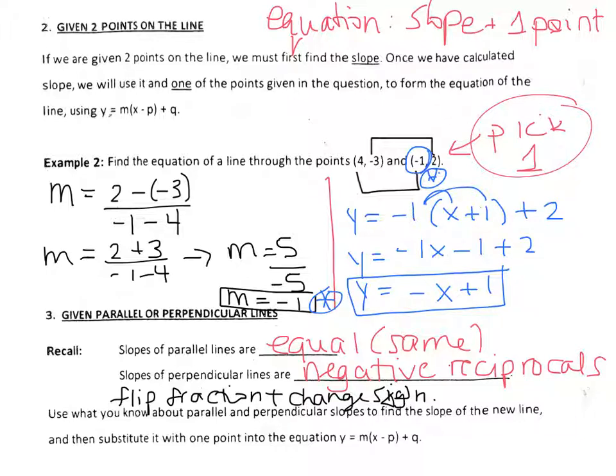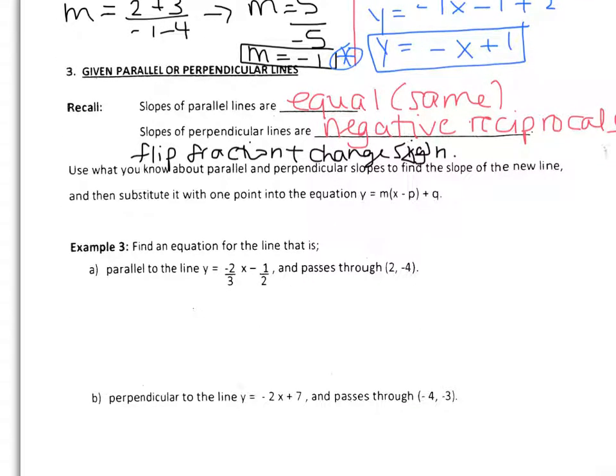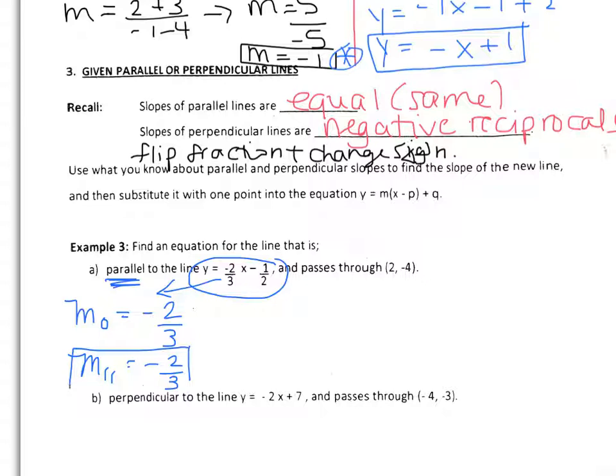So in example 3, we're looking at creating equations given lines that are parallel or perpendicular. Find an equation for the line that is parallel to the one that was given. So this equation is given to you for the sole purpose of taking out the original slope. The original slope is equal to the number in front of the x, which is -2/3. Now we're trying to find the equation of a line that's parallel to that. So the parallel slope that we would be using would also be -2/3. I'm going to put a box around it because that's what I'm going to be using in my equation.